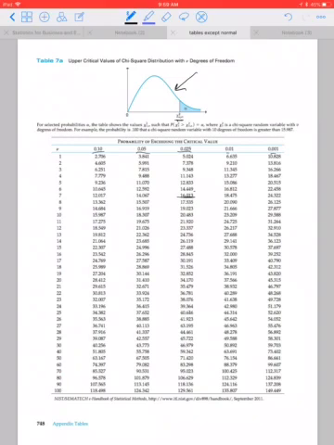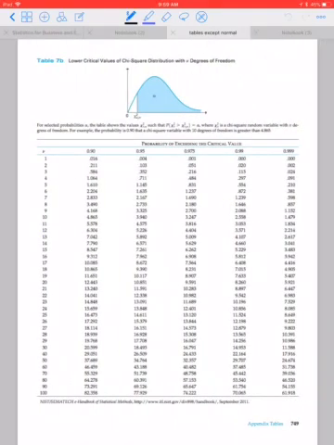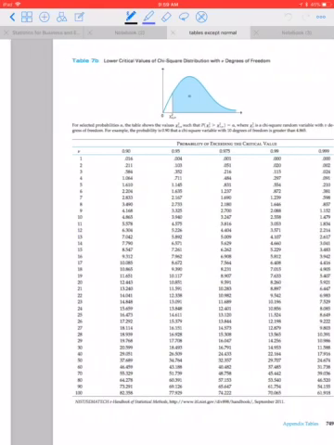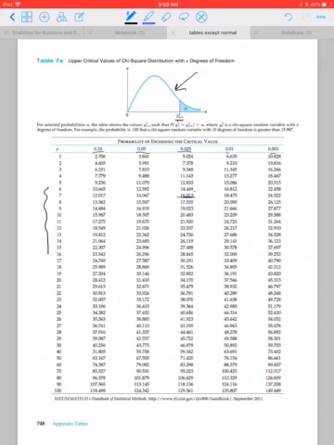Now the only difference compared to the normal is that now the degrees of freedom of the chi-square are going to matter. So you're going to have two tables for the test. One is the right side of the chi-square, and one is the left side of the chi-square. But again, it's the same thing. The total area under the curve of the chi-square, because it's a random variable, is still going to be equal to 1.